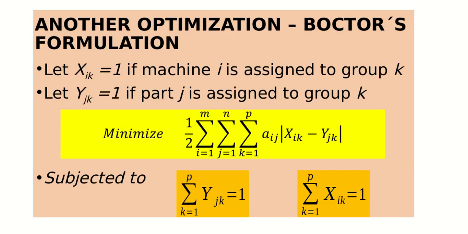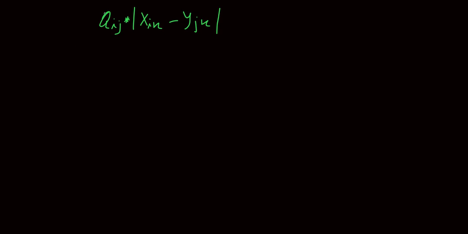Maybe I can switch colors, because you are only seeing this formula: a_ij times the absolute value of x_ik minus y_jk. Let's keep this initial notation. This is times. So let's forget for a moment the summation symbols.